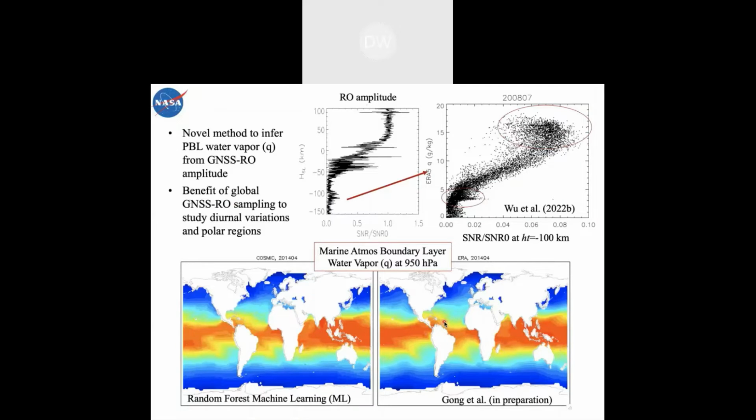We are also using this data for the lower part of the ionosphere. This is a profile I showed you earlier, the amplitude of GNSS as a function of straight line height.